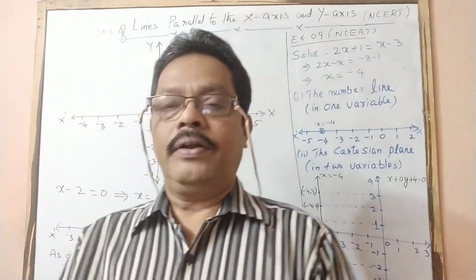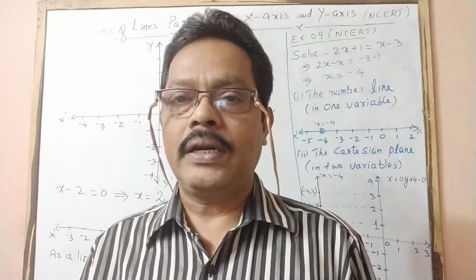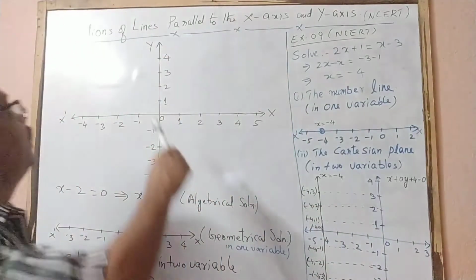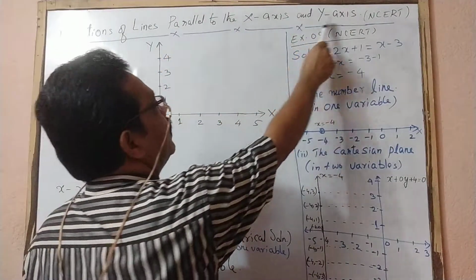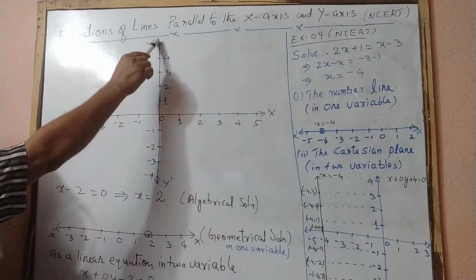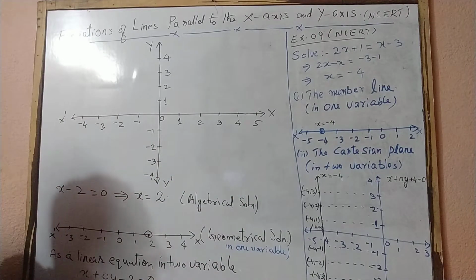Hello children, now we are going to discuss the last topic of the chapter, linear equations in two variables, that is, equations of lines parallel to the x-axis and y-axis from your NCERT book. We have already studied coordinate geometry and the coordinates of a point.